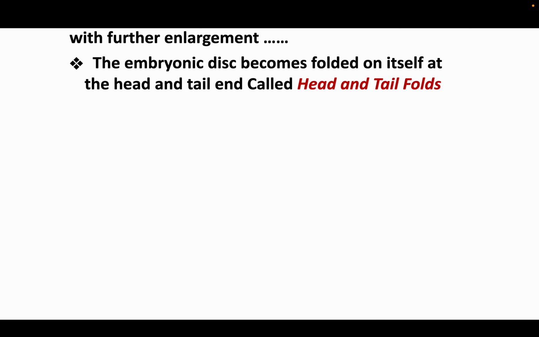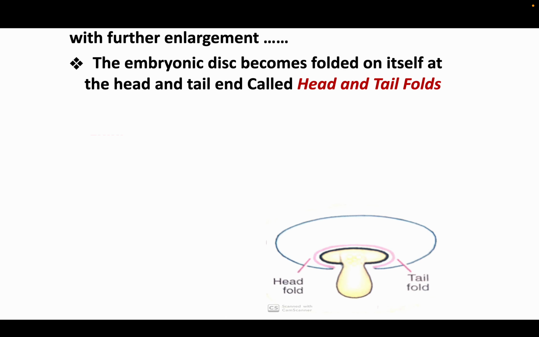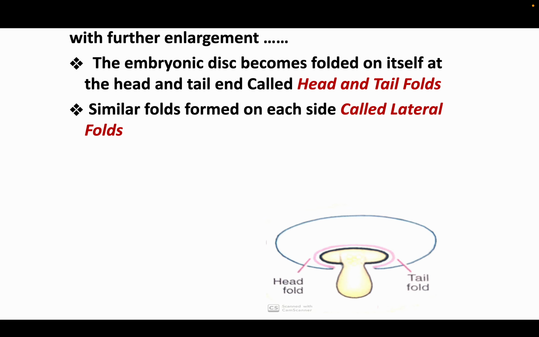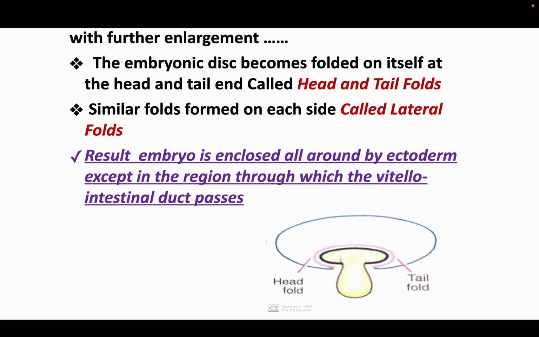With further enlargement of the embryonic disc, it becomes folded on itself at the head and tail end, called the head and tail folds. Similarly, the lateral folds are formed on each side, so that is important. What it results in is that the embryo is enclosed all around by ectoderm except in the region through which the vitello-intestinal duct is passing. You can see in the diagram, this is basically ectoderm, which is enclosing the whole of the developing embryo except in the region where the vitello-intestinal duct is passing.